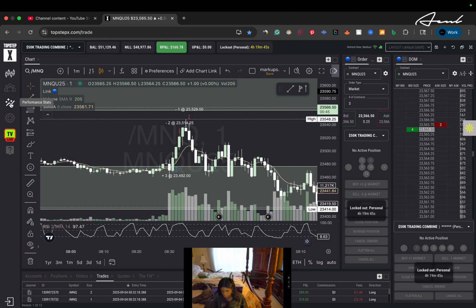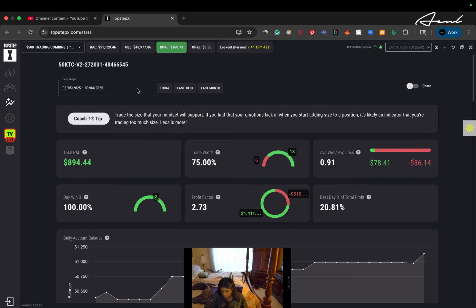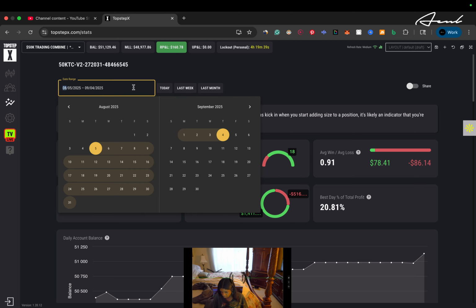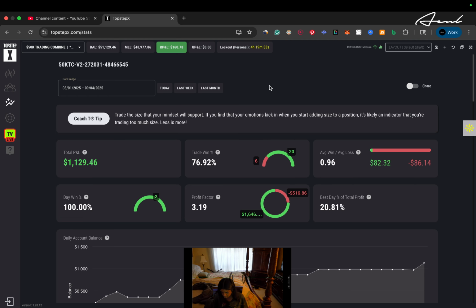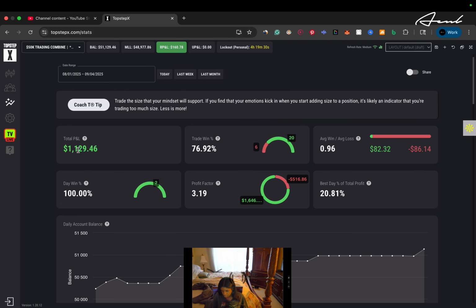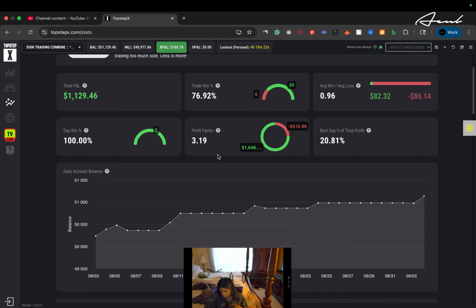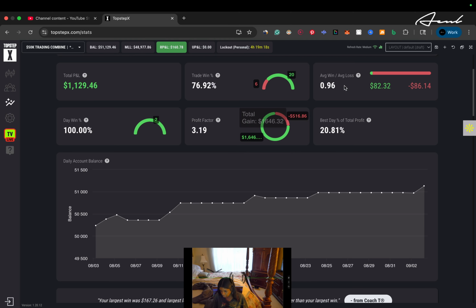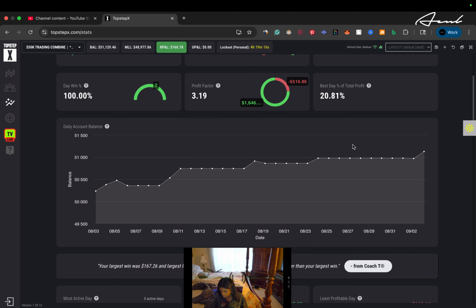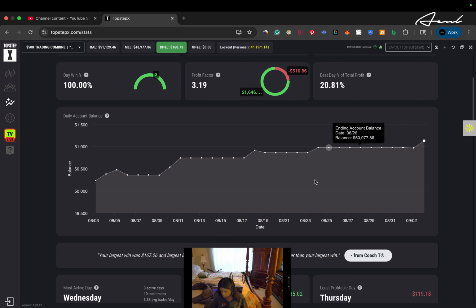So as of right now on the account, let's see if I can get this. Yeah, there you go. The balance on the account is $1,129.46. Win percentage is 76%. Profit factor is now 3.19, and this is average win, average loss. And you can see how the account is moving on up.